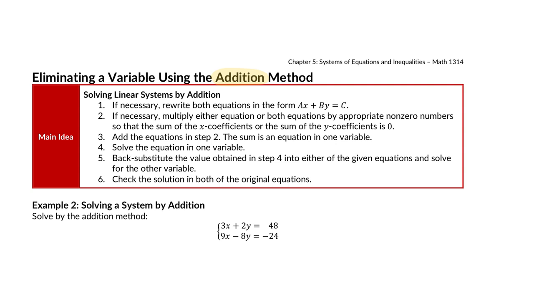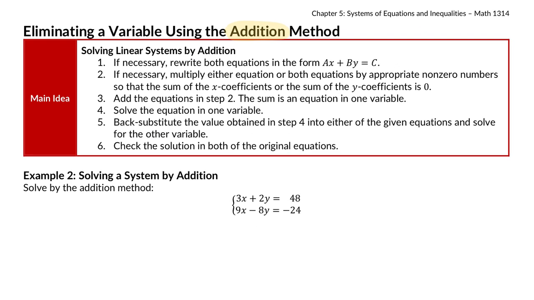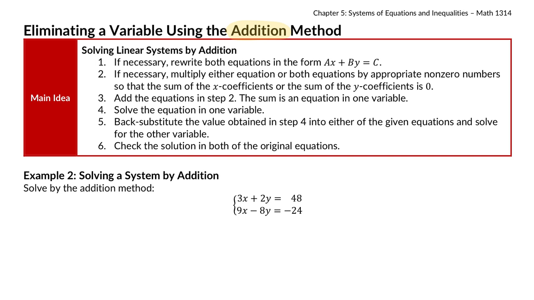So step 1 is to rewrite both equations in standard form, Ax plus By equal to C. That's like a prep step. Also a prep step, and you're going to see this one a lot: if necessary, multiply either equation or both equations by an appropriate non-zero number so that the sum of the x coefficients or the sum of the y coefficients is 0. Basically, you need to create equations where one has positive Ax and the other negative Ax, or positive By and negative By, so that you have opposite coefficients for either your x value or your y value.